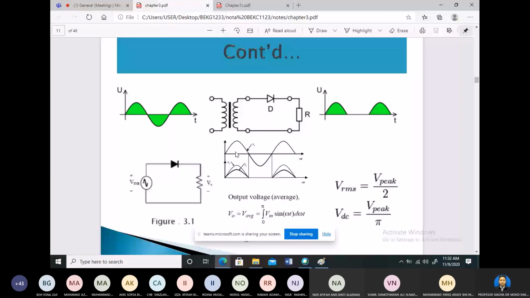So this is our sinusoidal signal, and then it will be rectified. That means the negative wave here will be cancelled out. So our output from the rectifier that we measure looks like this. And this is the formula to calculate the values: the RMS value equals Vpeak divided by 2, or VDC equals Vpeak divided by pi. This is the formula you have to remember for calculating VRMS and VDC.